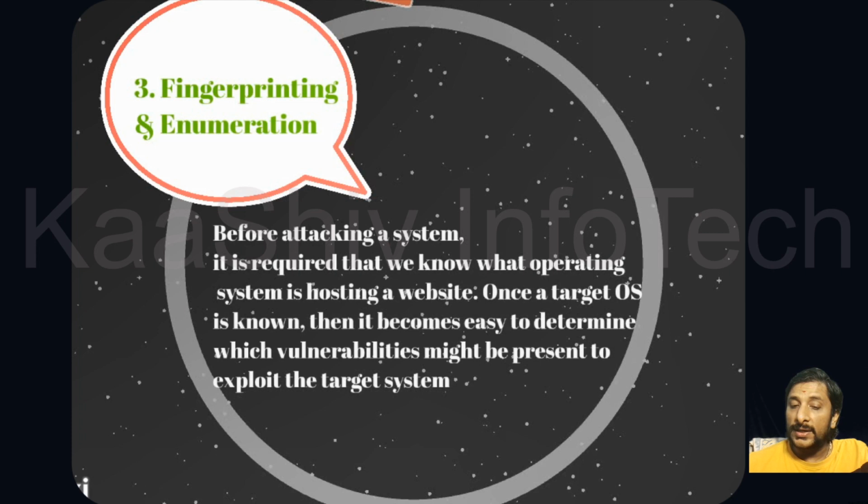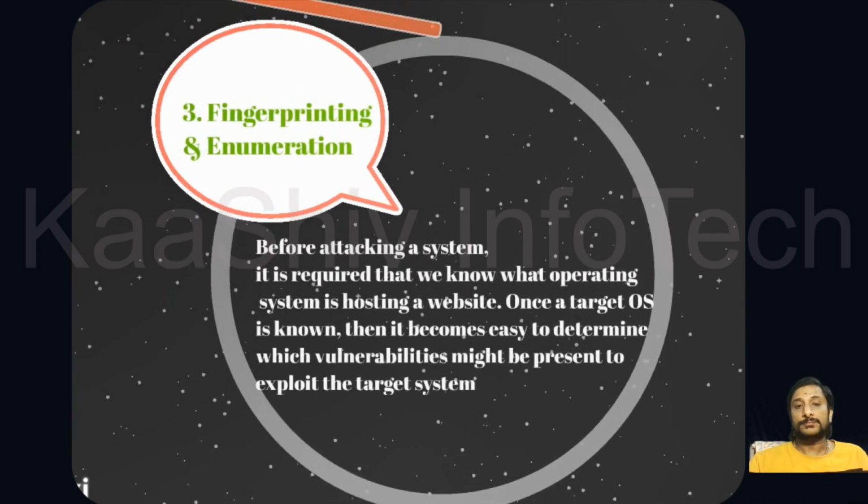Once the target operating system is known, he can identify what kind of attack can be done. That is called fingerprinting and enumeration: identifying the target's operating system and environment. So this is how the next level of hacking will start.